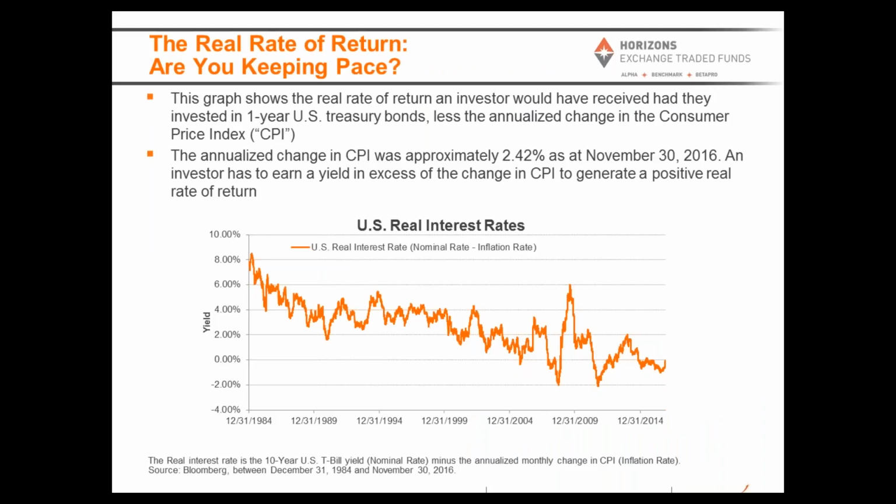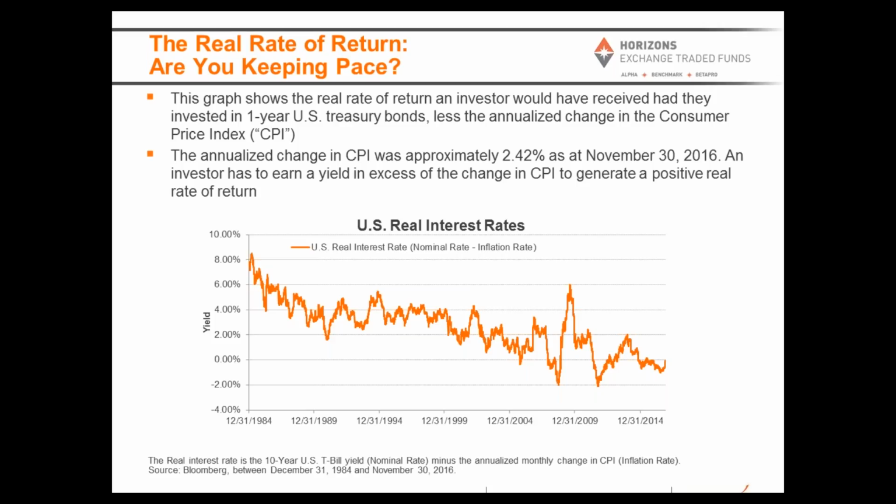Now we're going to add something into that idea of where we were on the bond chart that we showed a couple slides ago. This graph shows the real rate of return that an investor would have received had they invested in 1-year U.S. Treasury bonds, less the annualized change in the Consumer Price Index, or CPI, which is essentially an inflation indicator. The annualized change in the CPI was approximately 2.42% as at November 30th, 2016.